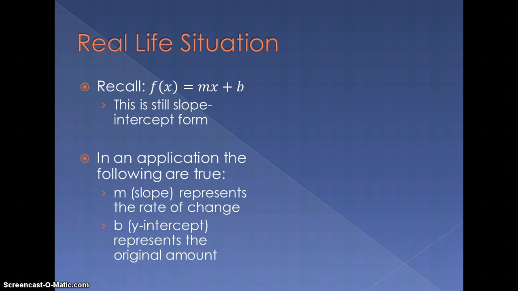One of the most important things is right here. Make sure this is written down. In an application, the following are true. The slope, obviously represented by m, represents the rate of change in y. It represents how quickly something is changing. The b, our y-intercept, represents the original amount, your starting point. So if you have money in a bank account, say you have $50 to start, that would be your b. And then the $10 you add each week, that would be your slope, just as a basic example there.